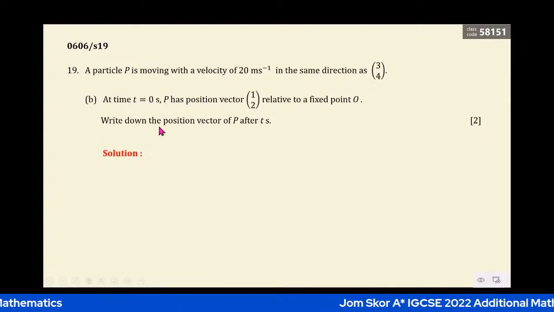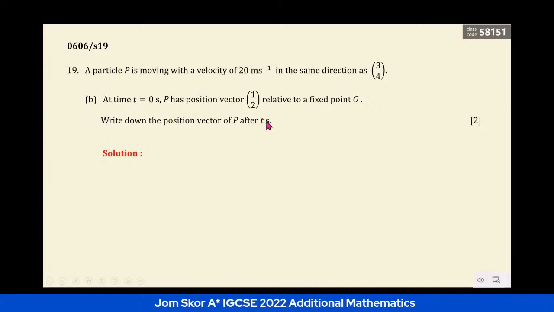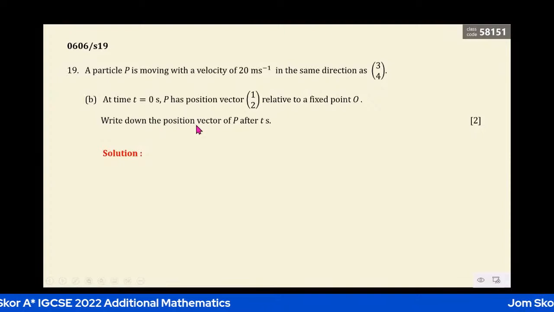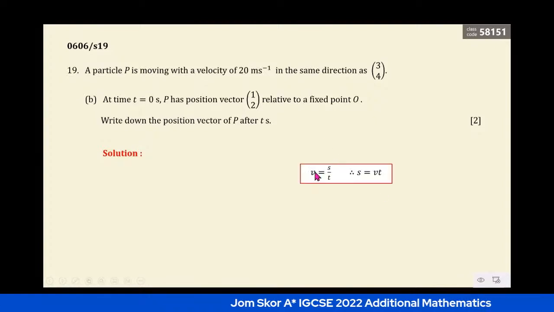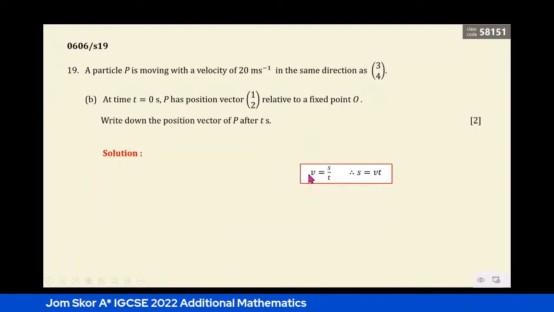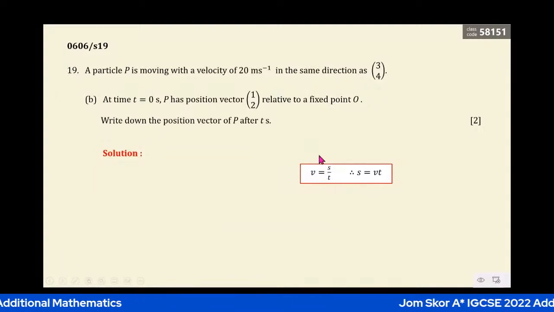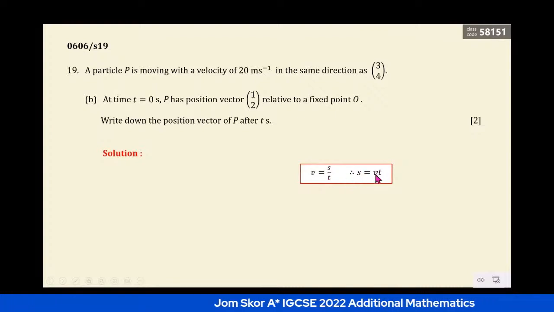Okay, write down the position vector of P after t seconds. Alright, so kita nak cari position vector, meaning that kita nak cari displacement of P after t second. So ingat balik, kita ada V is equal to S over T. Therefore, V ni velocity, T is time, S is displacement. So we want to find displacement after T. Maksudnya displacement is the velocity multiply time.